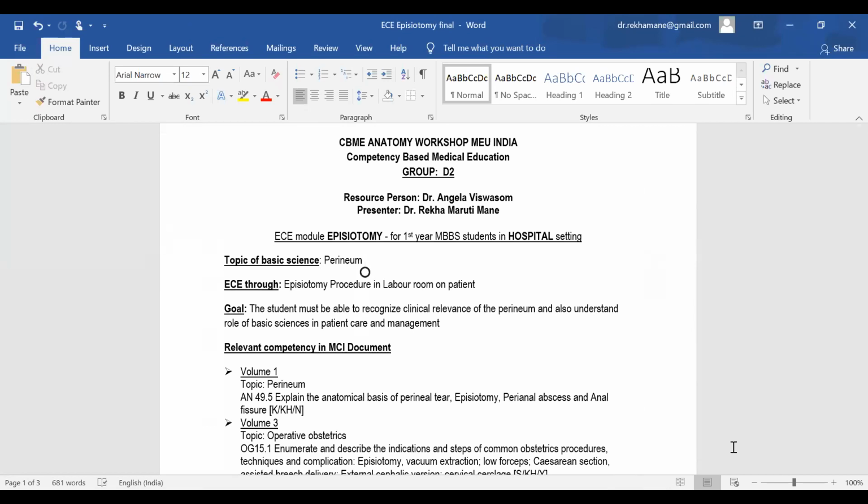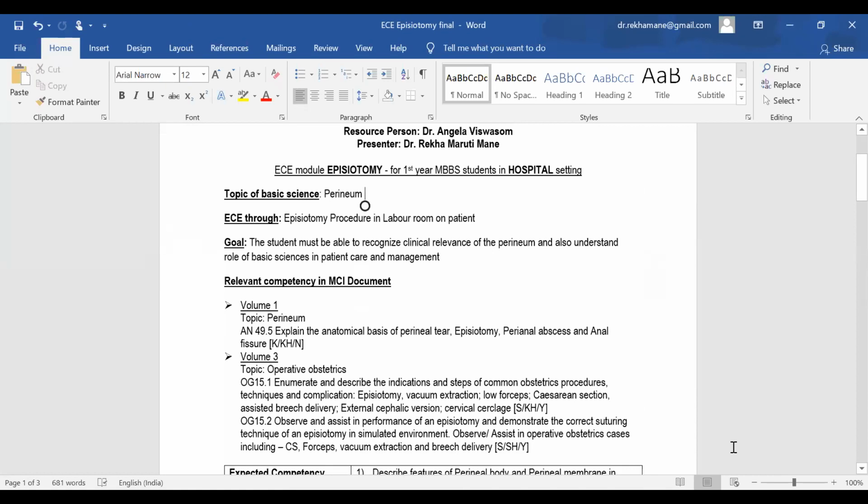Good evening, everyone. On behalf of Group D, I am Dr. Rekha, presenting to you ECE module. We designed this module under guidance of our resource faculty, Dr. Angela ma'am. So topic is episiotomy. Audience is first year MBBS student and setting is hospital. Topic of basic sciences is perineum. ECE is through demonstration of episiotomy procedure in labor room on patient.